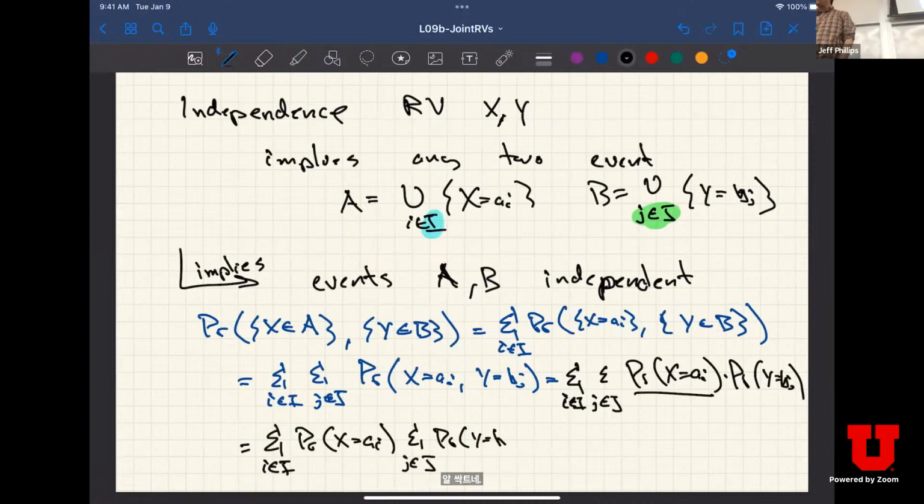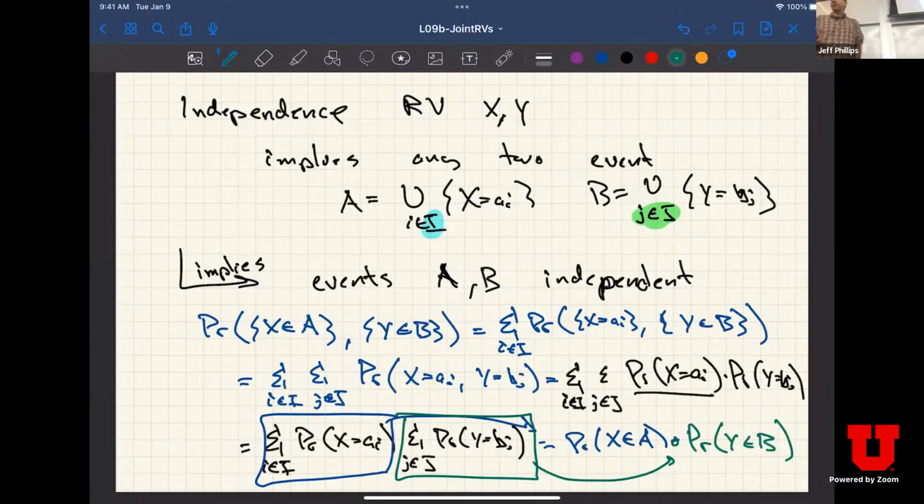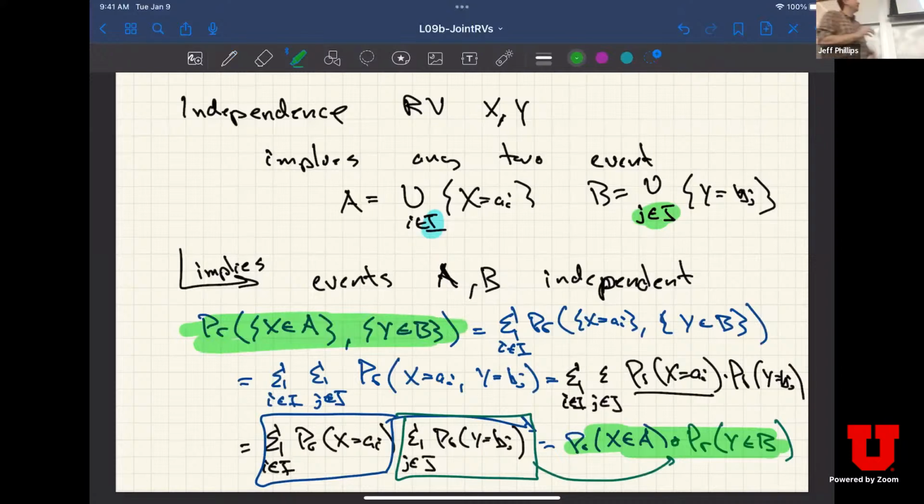Probability that Y is equal to BJ. And then these two terms: this term is just equal to the probability that X is in A, and this term is just equal to the probability that Y is in B. That means I've gone from starting here towards the end, and this is what it means for the events to be independent. So the events A and B are independent because it satisfies this property: the joint probability is equal to the product of the individual probabilities. So if I know every single value has independence, every single event made up of those values is also going to be independent.